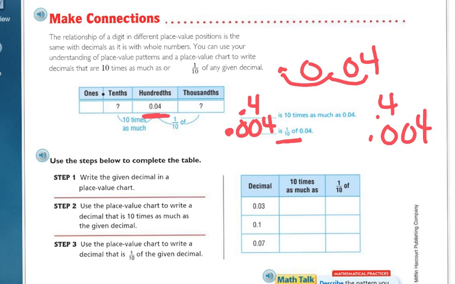So use the steps below to complete the table. Step 1. Write the given decimal in a place value chart.